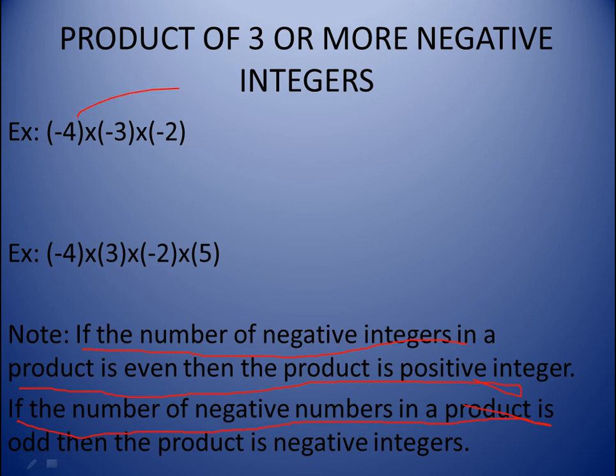Here, these are odd. You can directly do it: minus into minus is plus, plus into minus is minus. So, 4 3s are 12, 12 2s are 24. So, you can write directly minus 24. It will take a short time. And this one is even.